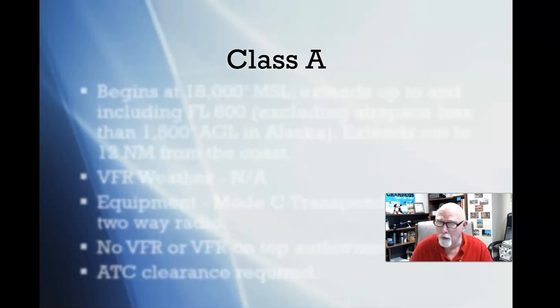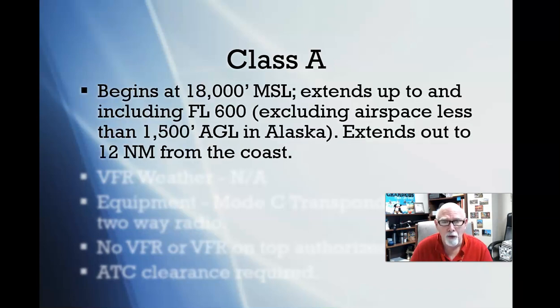Again, Class A airspace is controlled airspace, and it begins at 18,000 feet MSL, which is also called flight level 180. It extends up to and includes flight level 600 or 60,000 feet, excluding airspace less than 1,500 feet AGL in Alaska. And then it extends out to 12 nautical miles from the coast when you get over the oceans, Pacific or Atlantic.